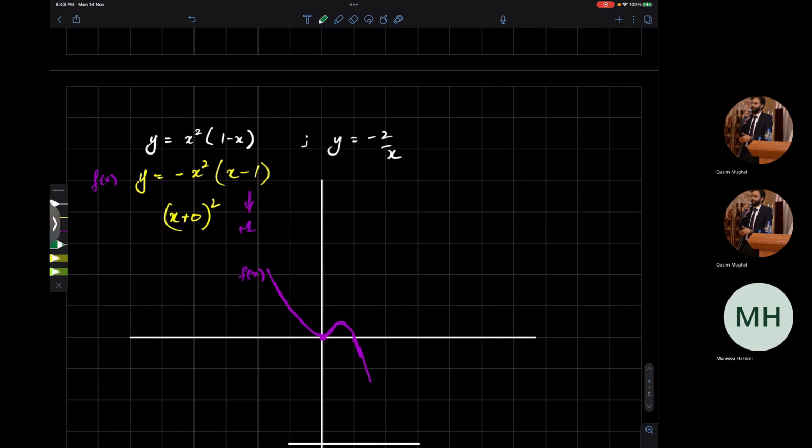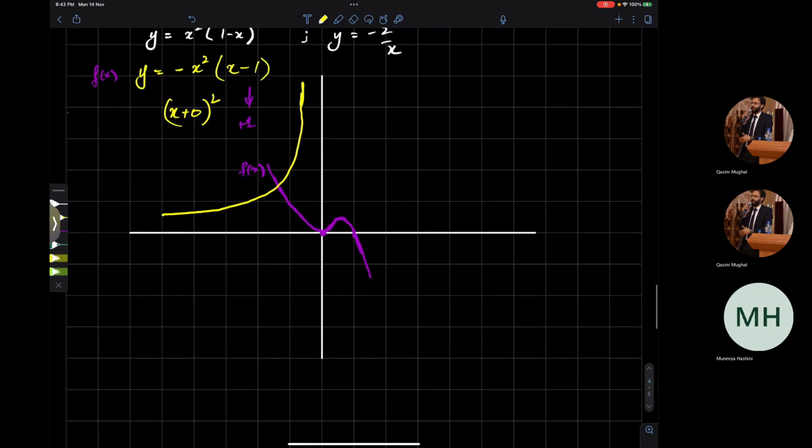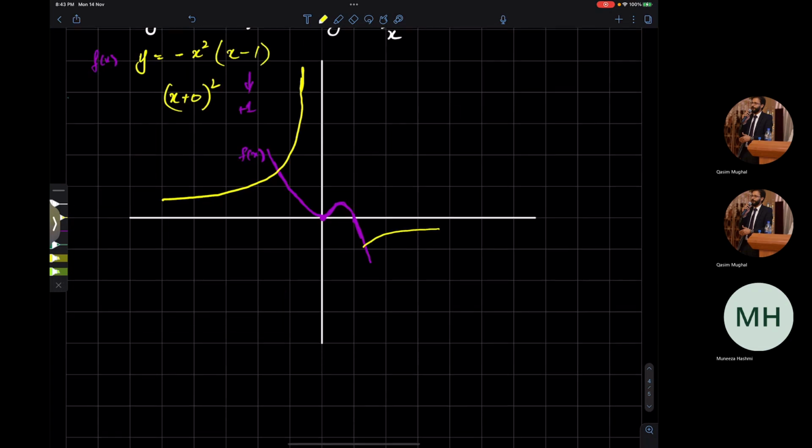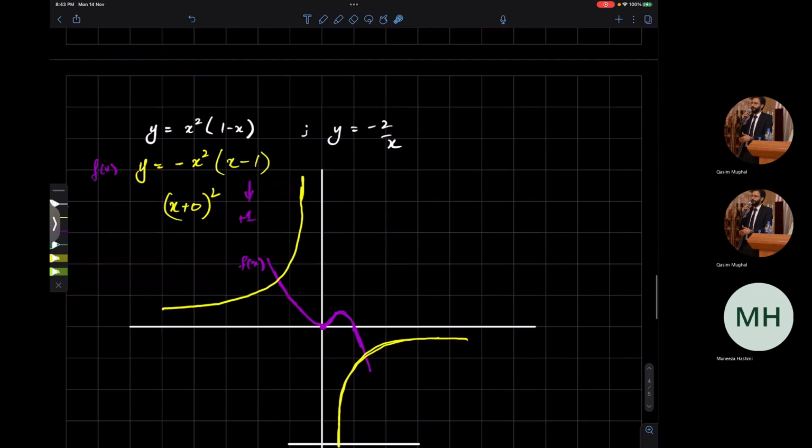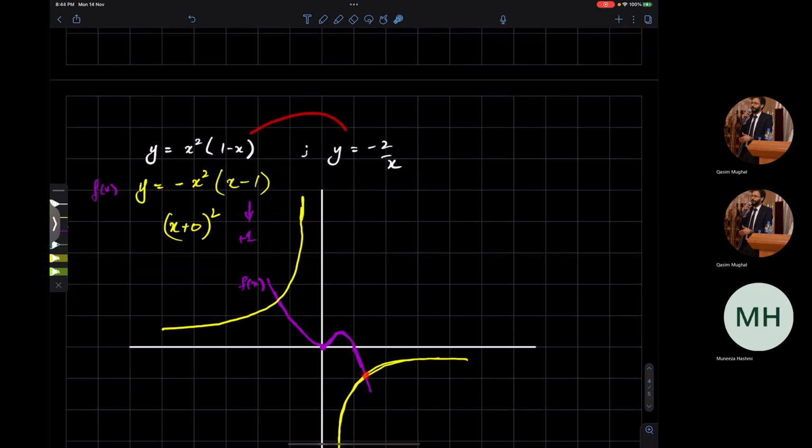That's minus 2 over x. So that's reciprocal with a negative a. So it's going to be in the third and the fourth quadrant. So one of them is going to be in the second quadrant, and then the other one is going to be in the fourth quadrant. So as you can see, both of these graphs have two intersection points. So if I solve them both simultaneously, we are going to get two solutions for this one.